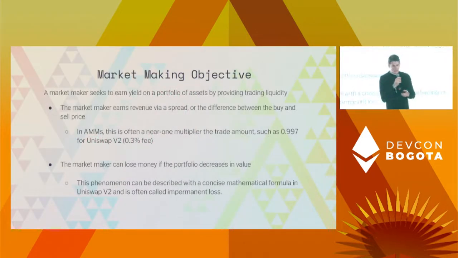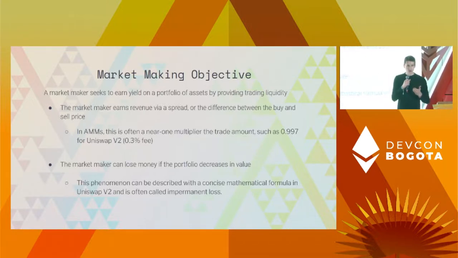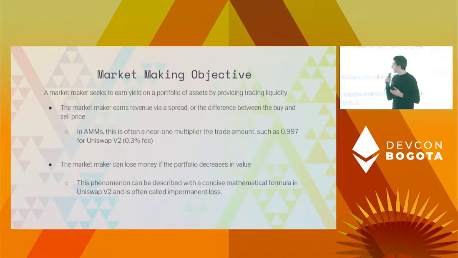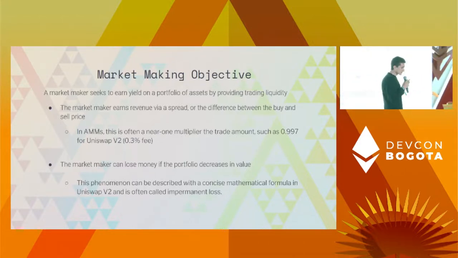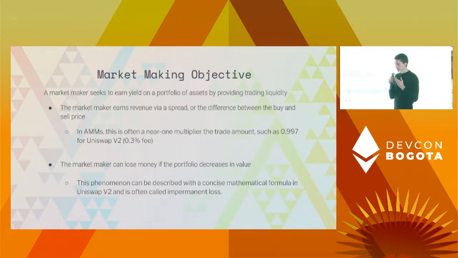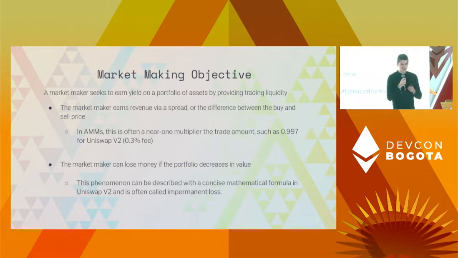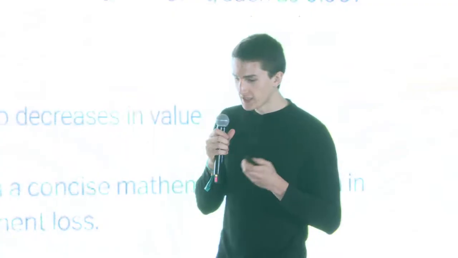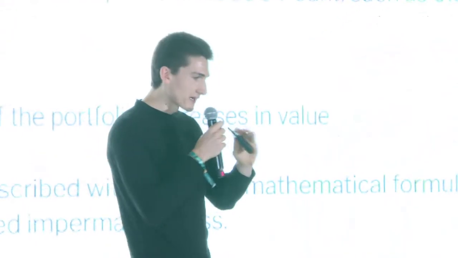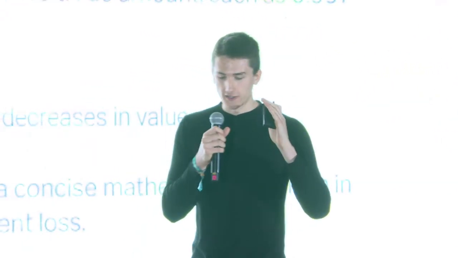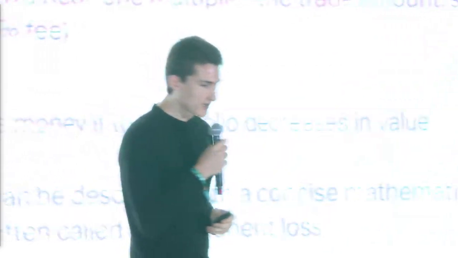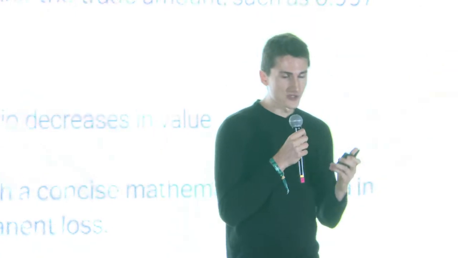So first, I think it's useful to clearly define what we're actually trying to do with these market-making mechanisms. So we can start off by clearly defining what a market maker is. A market maker has a portfolio of assets, and they're trying to earn yield on that portfolio. And they do that by allowing people to trade through it. Essentially, they offer to sell an asset at a slightly higher value than they will buy it back, and that creates this spread that serves as revenue that they earn on the volume that goes through their platform.